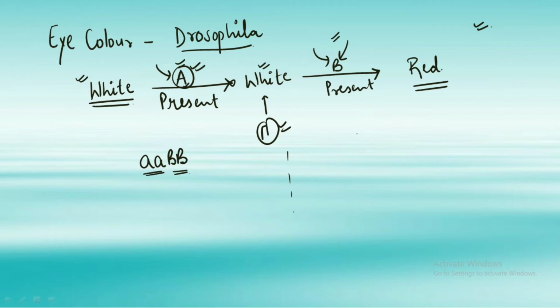And in the second case, let's consider that we have the normal homozygous dominant genes for the first one, but there occurs a homozygous recessive mutation in the second gene. So we have small b. As a result of that, let's make a cross between these two.